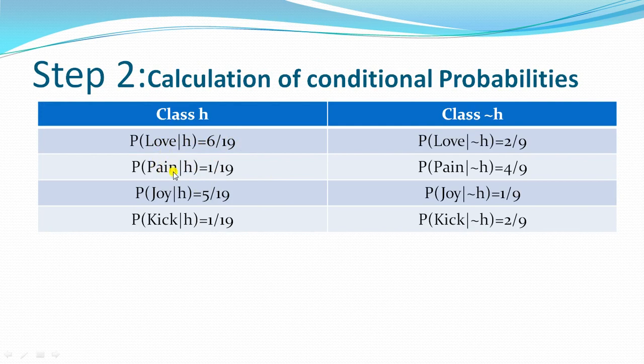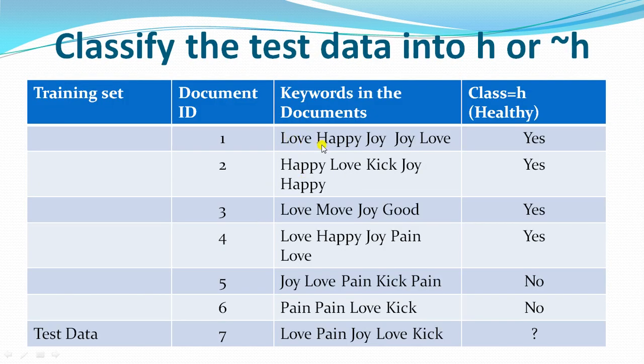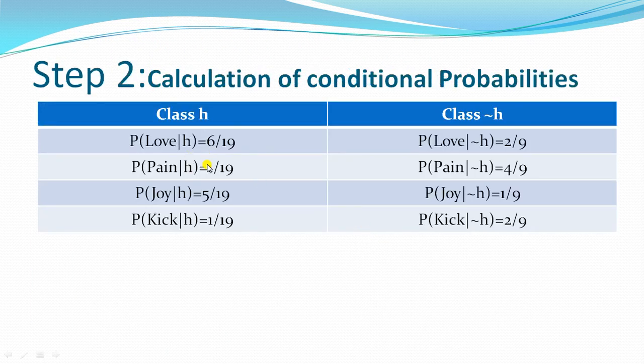Let's see the same thing for pain. Here the term pain is not there. Here also the term pain is not there. But here one term pain is there. So it will be 1 by 19, meaning out of 19 terms, 1 is pain. Okay, next let's see joy.